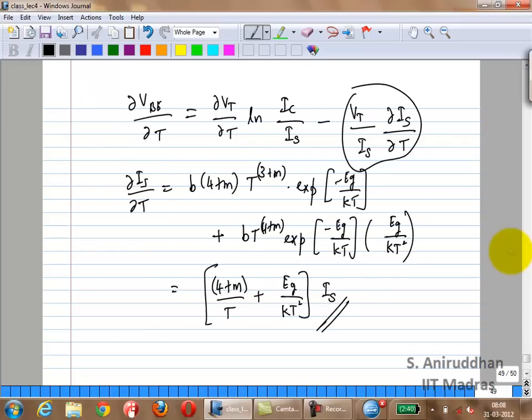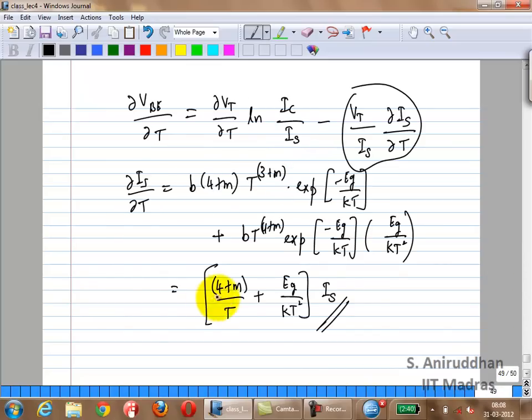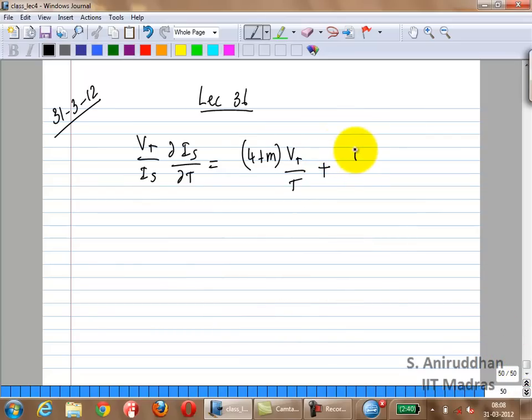What is this? I'm just going to multiply this by VT over IS, right? So you'll get a term (4 plus m) VT over T, and okay, is that clear? Okay, so that's the second term.